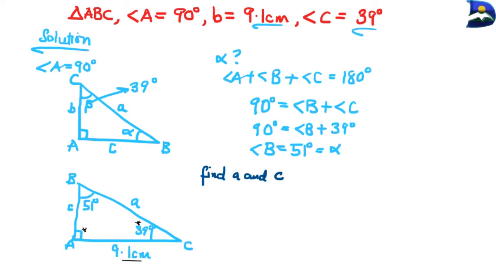and C. Now, to find sides, we need to label specific regions of this triangle. One labeling involves the hypotenuse, which is our side A. So we know that this is our hypotenuse. In this particular case, we are given the angle, which is 39 degrees. So the side that is opposite to that angle is automatically called the opposite, which is in this case labeled as C opposite. And finally, the other side is called the adjacent.